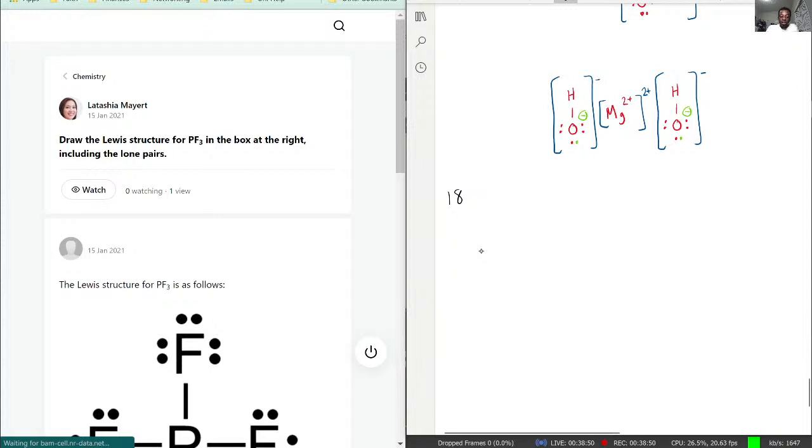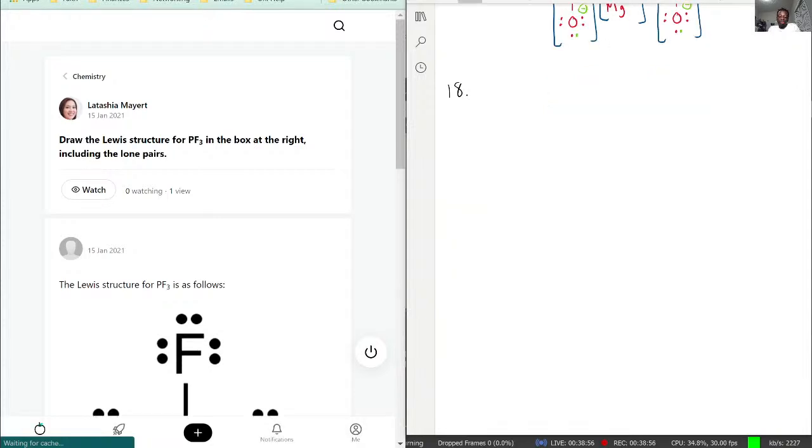And for question 18, we have: draw a Lewis structure for PF3 in the box on the right, including the lone pairs. So PF3 Lewis. For this question, we have phosphorus, which is on the 15th column, so that'll be 5 valence electrons. And the fluorine, which is on the 17th column, and that would be 7 valence electrons. First we need to make sure we multiply 7 by 3. That'll be 21 electrons total from the fluorines. Plus 5, we need 26 electrons total.